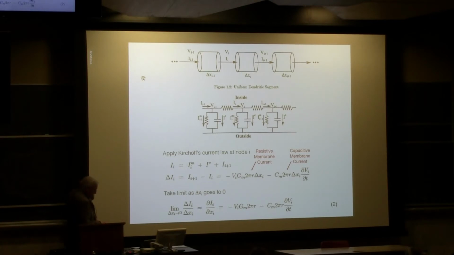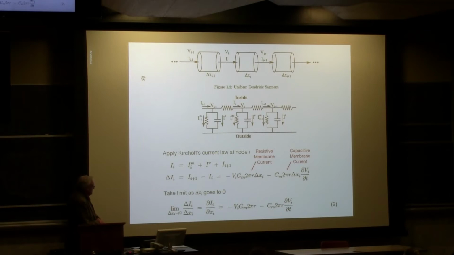You know where this expression came from. The current through a capacitor is just the time derivative of the voltage across the capacitor times the capacitor value, right? That's the current through a capacitor. This is the current through that resistor from Ohm's law. So that's delta I. Does that make sense to everybody?